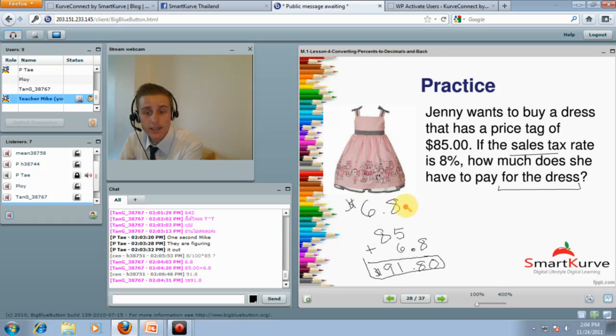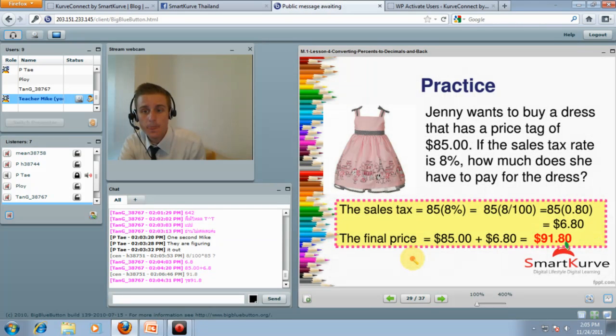The total price is the sales tax, which is $6.80, plus 85, which was the original. Add them together, $91.80. Perfect, class. There's the work that you just did. First you find the sales tax, which is $6.80. Then you add the original price with the sales tax.